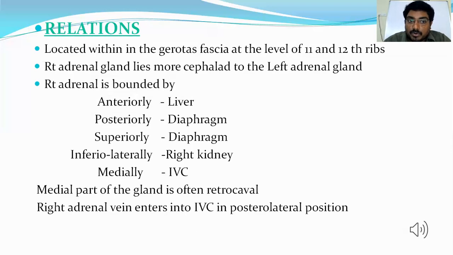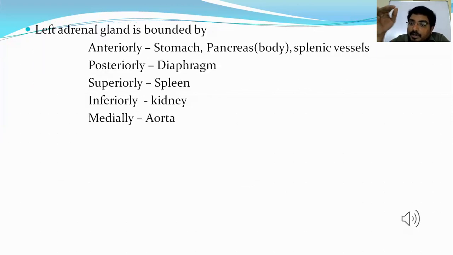See, once again the boundaries. For the right adrenal gland, anteriorly the liver, posteriorly the diaphragm, superiorly the diaphragm, inferolaterally the right kidney, and medially the inferior vena cava. For the left one, anteriorly the stomach, body of the pancreas, and splenic vessels, posteriorly the diaphragm, superiorly the spleen, inferiorly the kidney, and medially the aorta. These are the boundaries of the left adrenal gland.